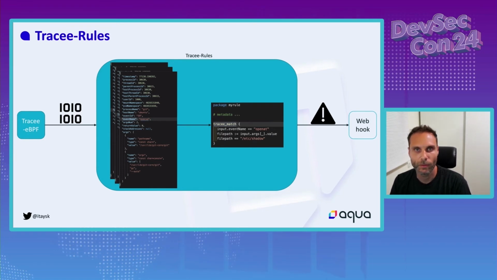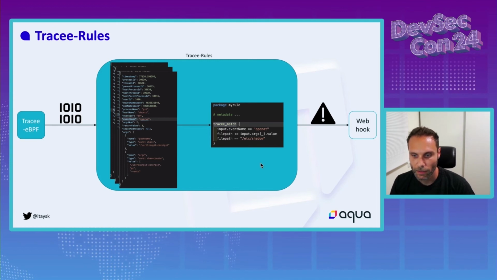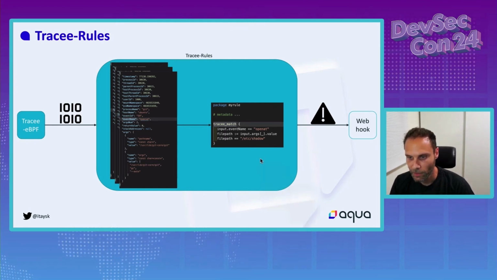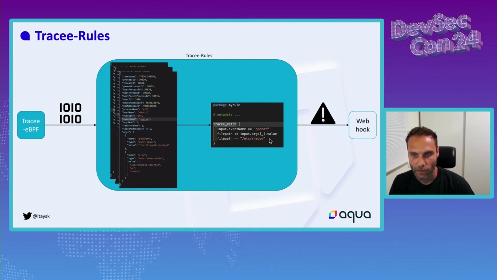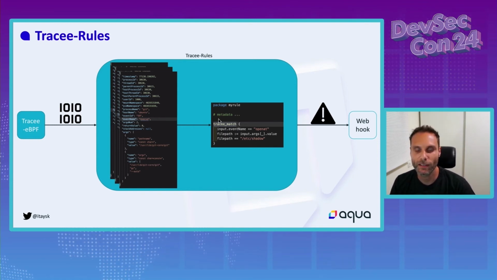So we ship Tracee with a bunch of Rego signatures for you. You can also write your own. You just create a new text file. It looks something like this. You create a text file. You can declare some metadata for prettier output, but the interesting part is this block here.